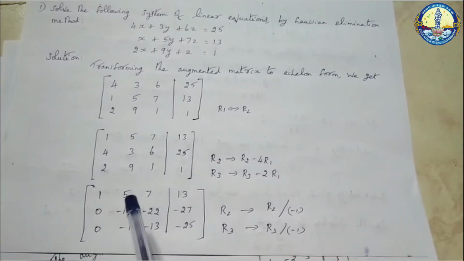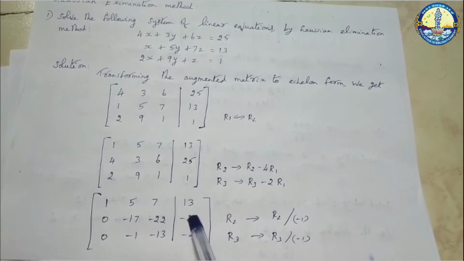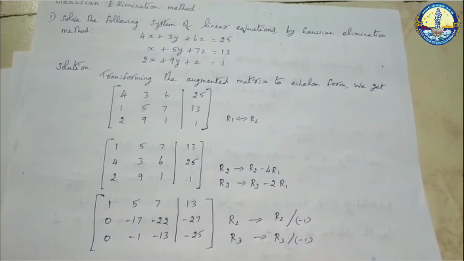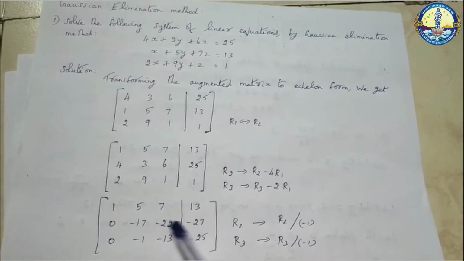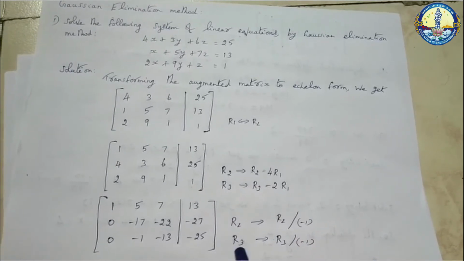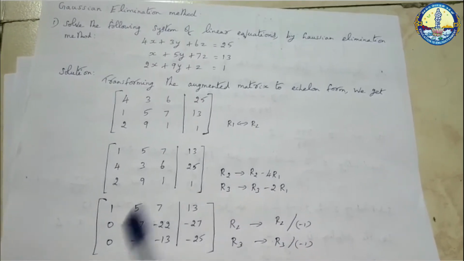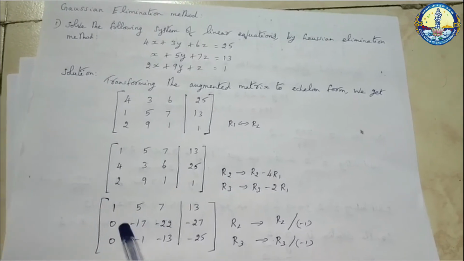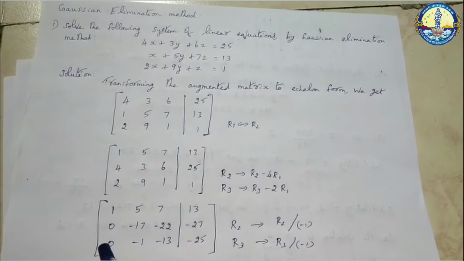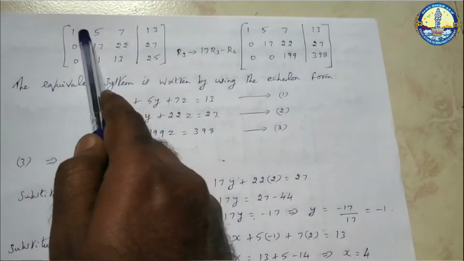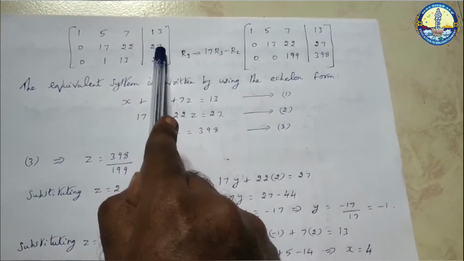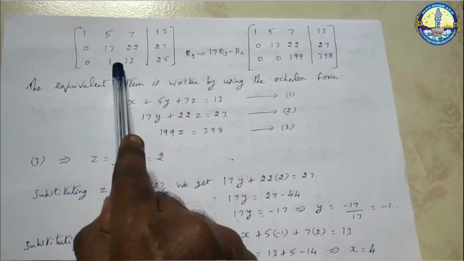Now, a lot of minus signs are there, so we simply divide these two rows by minus 1, or multiply by minus 1, whatever it is, and then it becomes a plus sign. That is R2 equals R2 divided by minus 1, and R3 equals R3 divided by minus 1. We do this for all of row 2 and row 3. So the matrix becomes 1, 5, 7, 13; 0, 17, 22, 27; 0, 1, 13, 25.